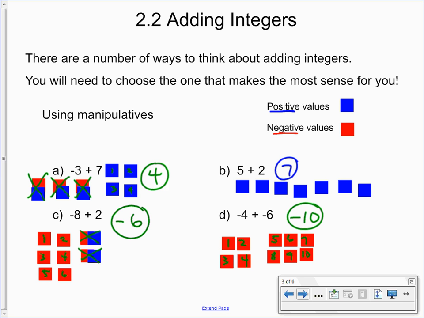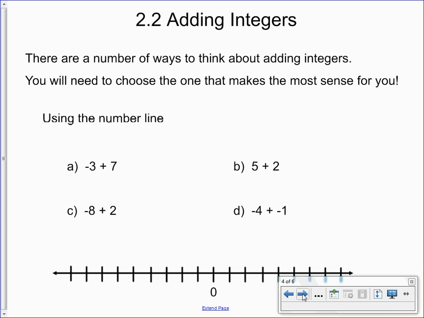This method is very similar to good guys and bad guys, but it just gives you something concrete, something in your hands that you can hold on to and move around to look at what the answer is going to be. Okay. One more method. This one's a little bit different than the other methods.